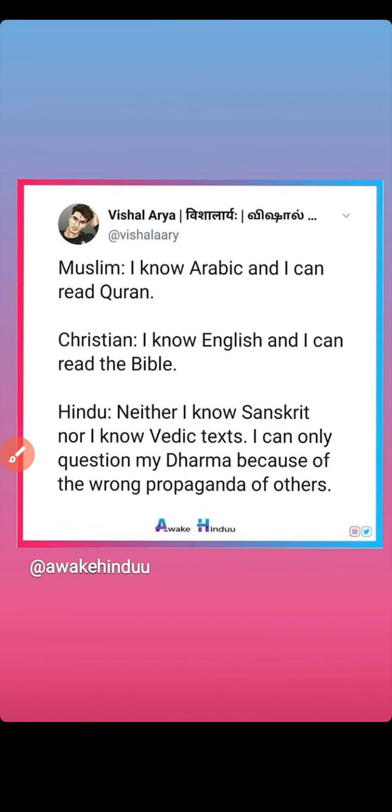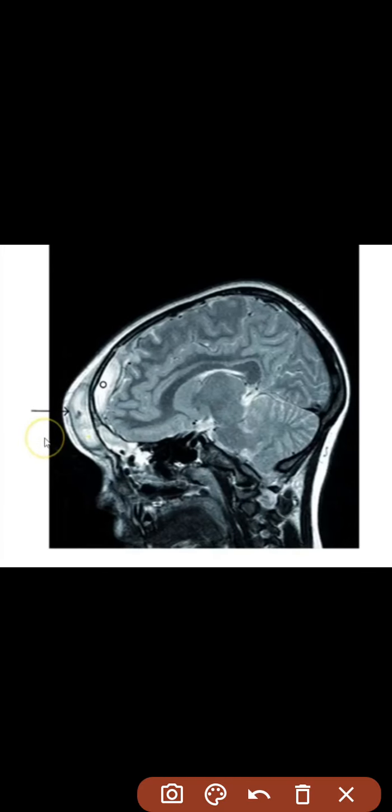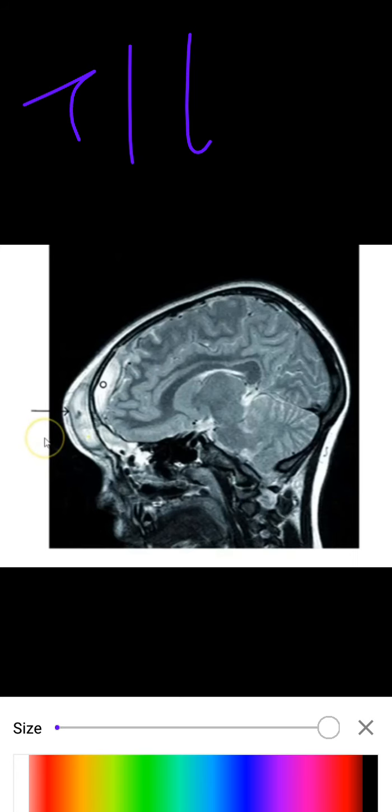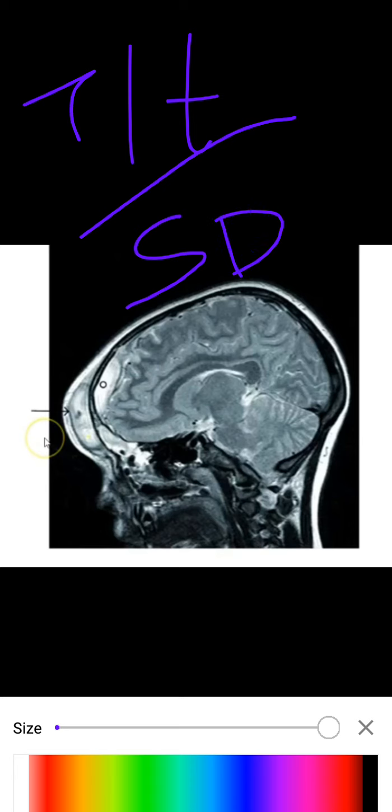Now come to your treatment. What will be the treatment, guys? First of all, it will be surgical drainage. Then antibiotics. Then cranial cavity neurosurgical decompression, or Dandy's brain cannula.